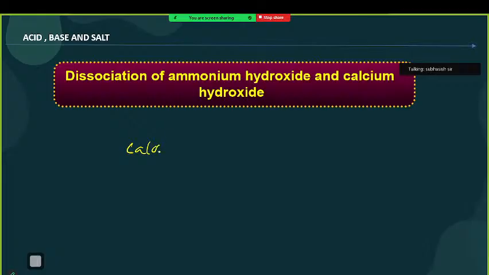Calcium hydroxide, Ca(OH)2, it dissociates. When you dissociate any weak alkali or weak acid, use this type of reversible sign, because in those cases the products again unite to form the undissociated molecule. Calcium 2 plus and 2 OH minus. So depending upon the strength of acids or alkalis, there are two different types: one is strong, another one is weak.